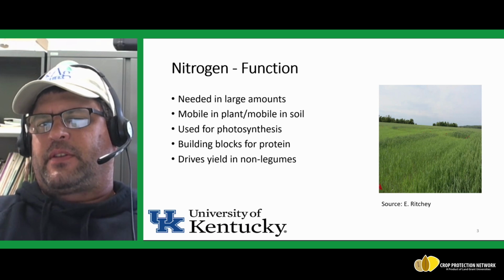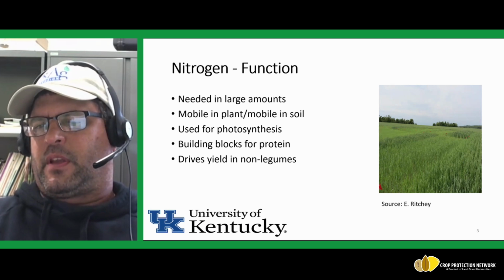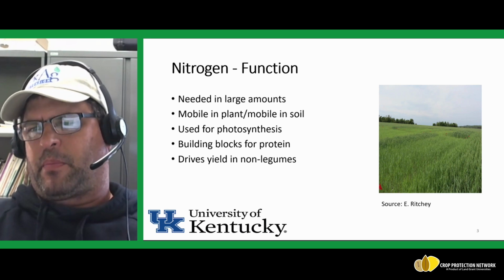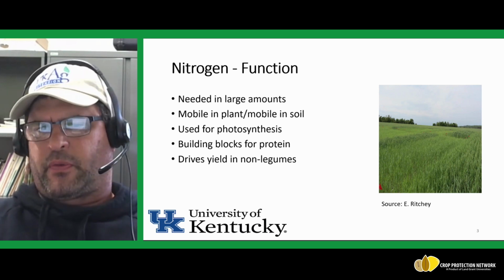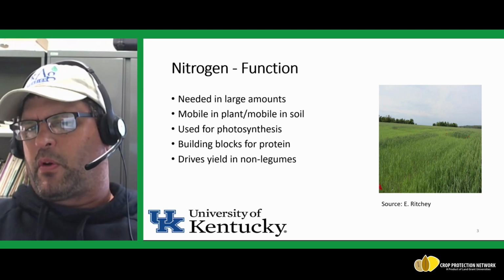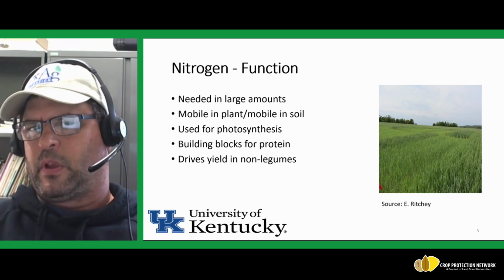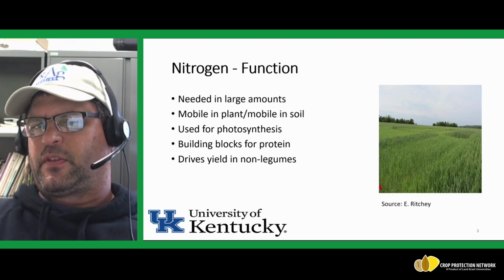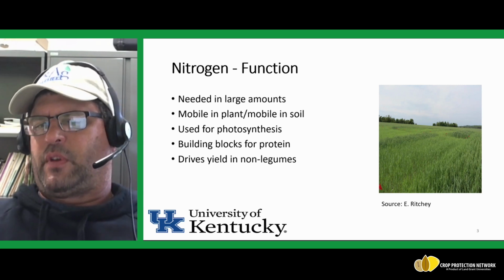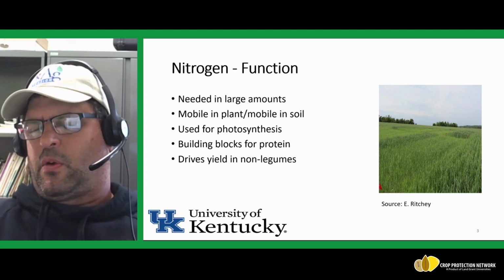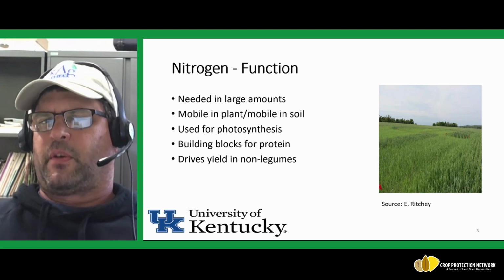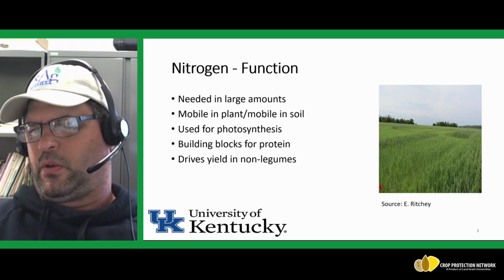Nitrogen. It is needed in the largest amounts of any nutrient and about the same amount as potassium, but far more than phosphorus. Nitrogen is mobile in the plant, means it will move from one part to the other, and it's mobile in the soil. It is used for photosynthesis. It's the building blocks for protein, and it drives yields in non-legumes. You're not going to typically make a 300 bushel corn crop if you don't add nitrogen. So nitrogen is considered a yield driver.